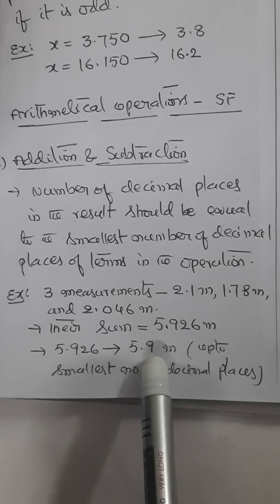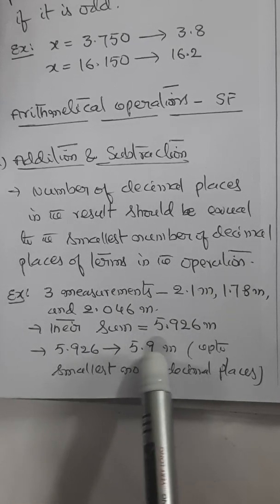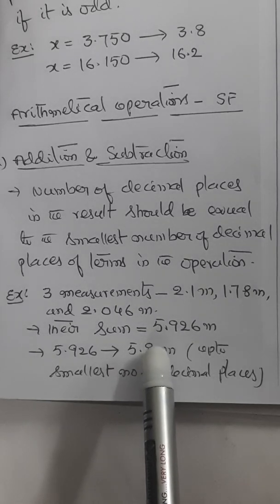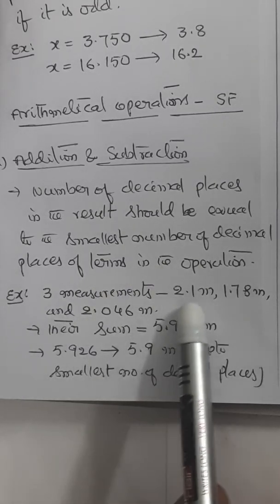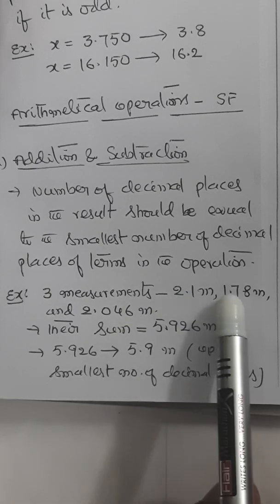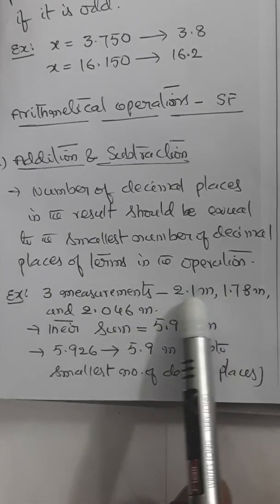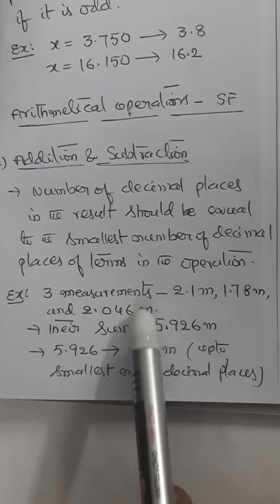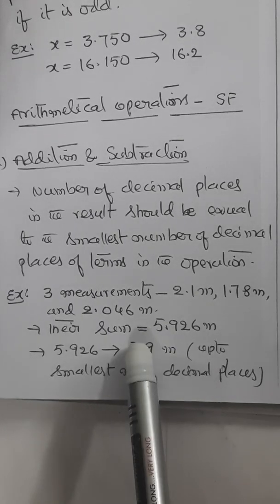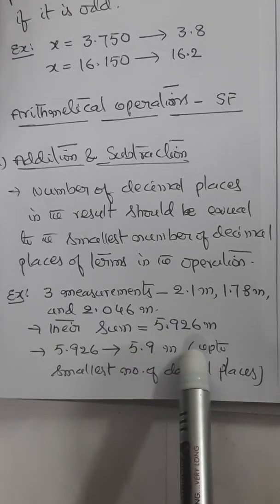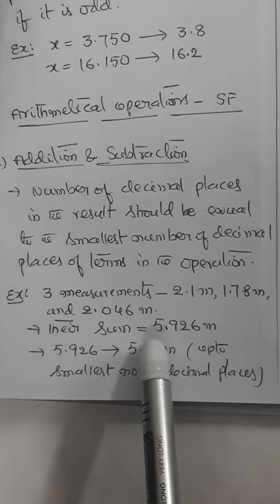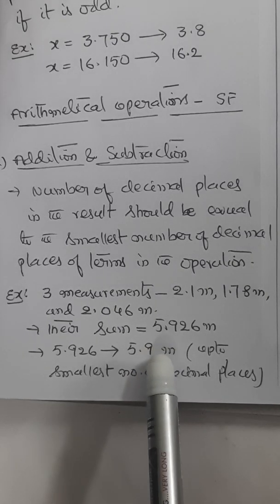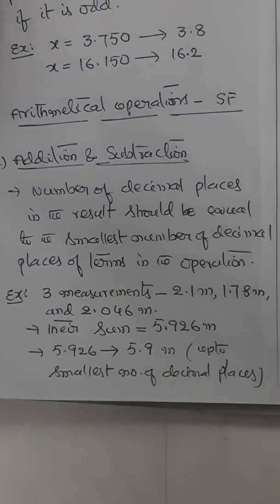So the number of decimal places in the ultimate result is equal to what? The smallest number of decimal places of the terms. So what is the smallest number of decimal places among them? Here it is this one, 2.1 only, so the result should be equal to this, 5.9. Here we have rounded off to the smallest number of decimal places. Okay, so this is one example. To concretize this idea, let me take the subtraction example also.